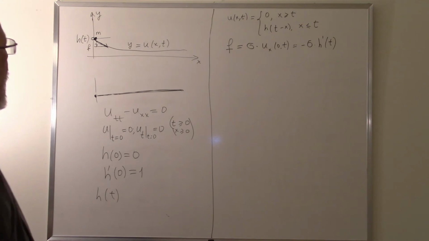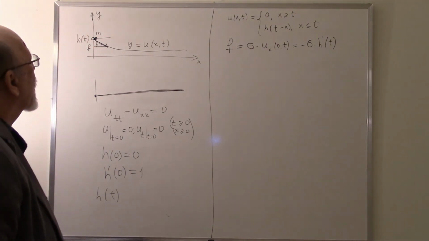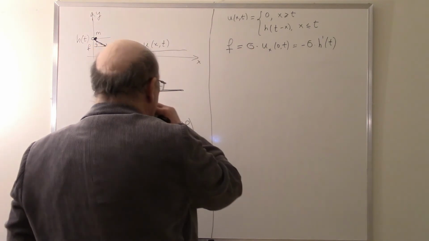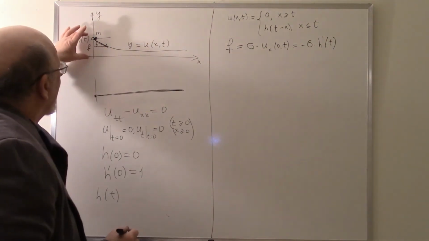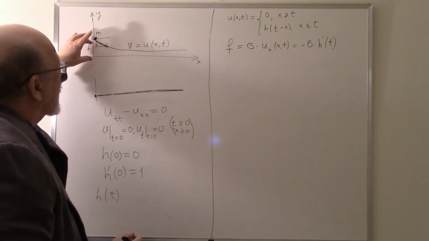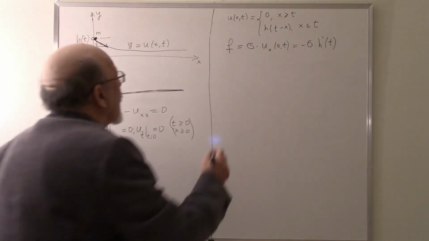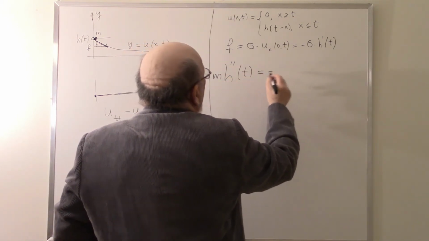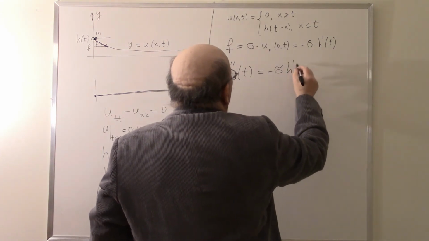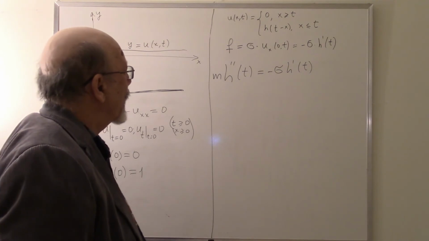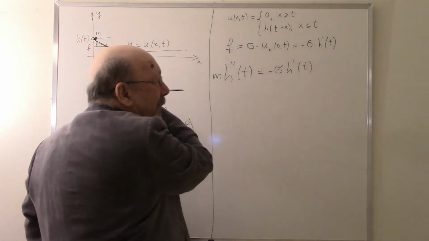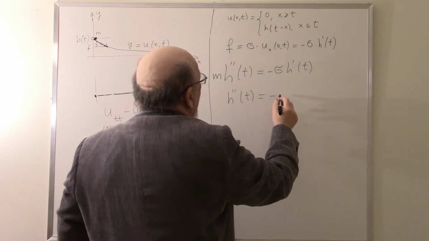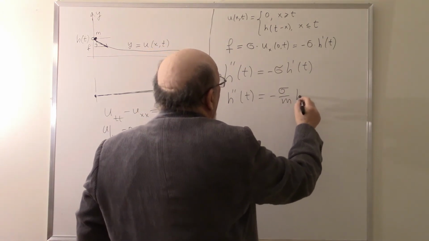So this is the force which acts on this mass. Yeah. So by Newton's second law, it's acceleration, which, if the coordinate is h of t and h prime of t is velocity, is h double prime. So h double prime of t, m, equals minus sigma h prime of t. Yes? And this equation, or h double prime of t equals minus sigma divided by m h prime of t.